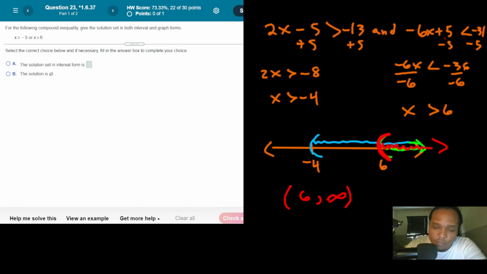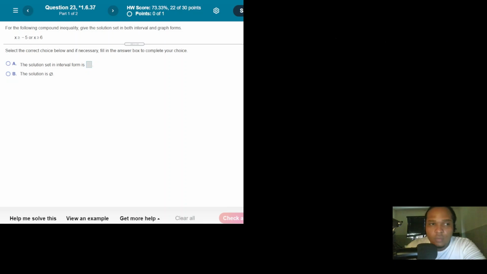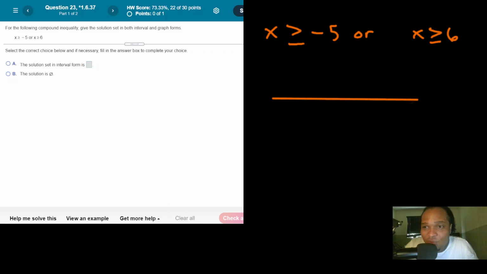All right, we have an OR problem. So we have x is greater than or equal to negative 5, or x is greater than or equal to 6. They didn't make us do anything. Okay, I'll take it. All right, so we're going to put our key players on negative 5, positive 6. X is greater than or equal to negative 5. So with the bracket, x is greater than this guy over here. Keep going all the way that way.